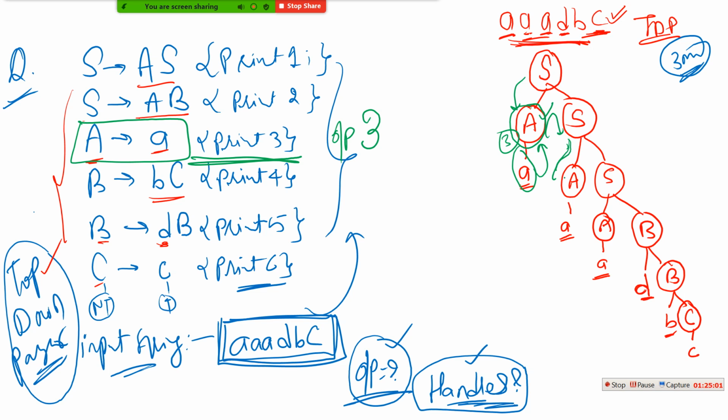After that, this S is generating this A, and this A is generating a, so this A is getting the value of a here. So again this is generating a, and I am getting capital 3, that is, 3 is the output. So this 3 is now executed.